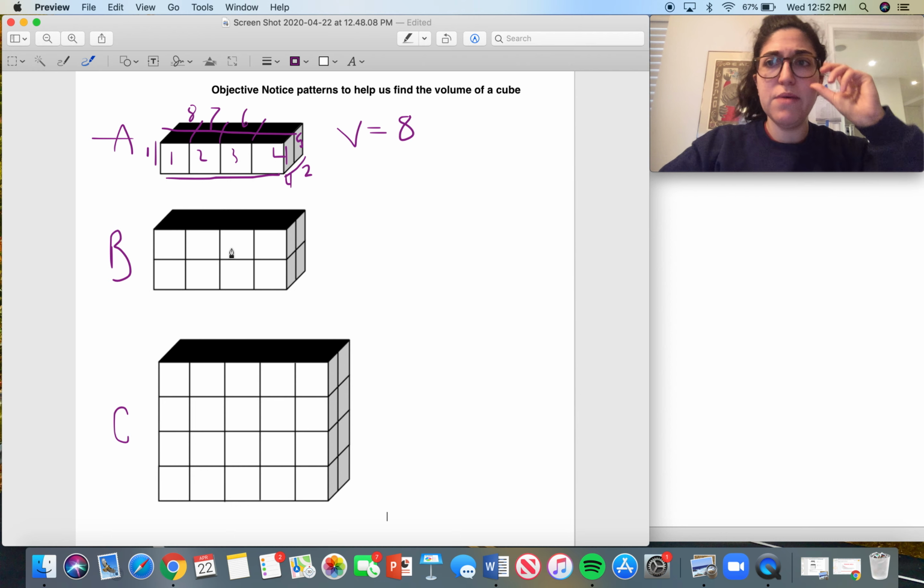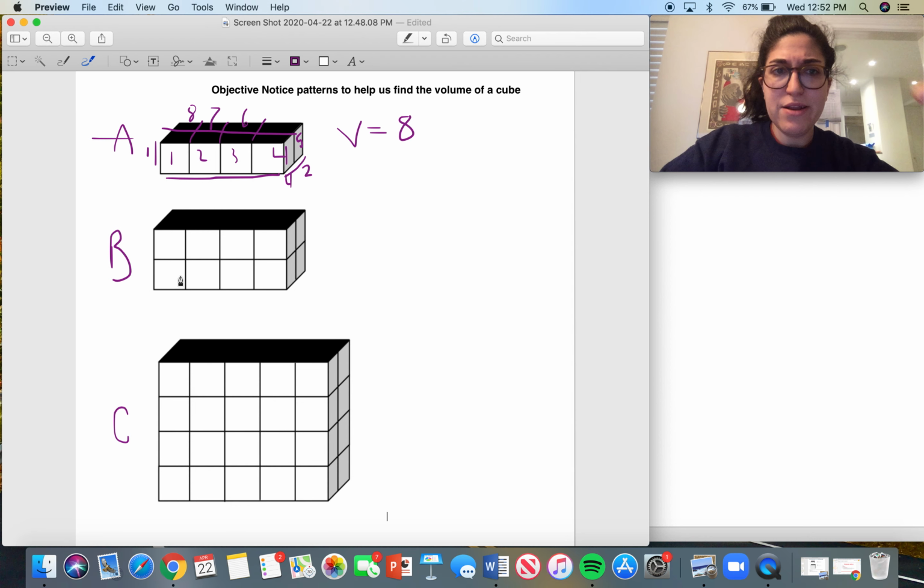If we look at structure B, I want you to notice that the bottom layer is actually, let's just start with the top layer. This layer here is identical to A, right? If I just look at this one layer, I know that that layer is the same as A. This top layer, only the top layer, has 8 cubes because it looks just like A, and we already figured out A's volume. 1, 2, 3, 4, 5, 6, 7, 8. But the thing is there's a second layer here.